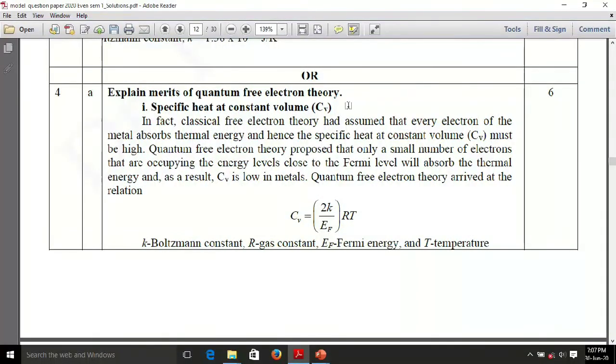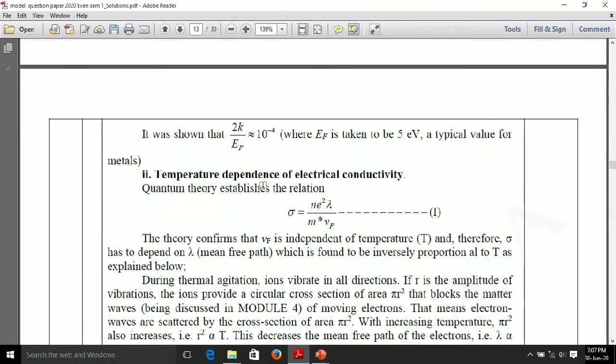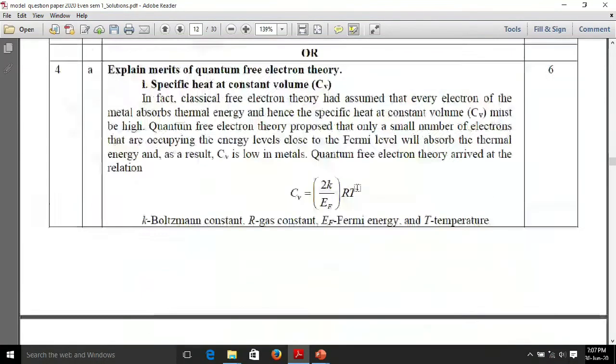Merits of quantum free electron theory, question number 4A. Again, in order to discuss the merits of the quantum free electron theory, three cases are considered: the specific heat, electron concentration, and temperature dependence of electrical conductivity.